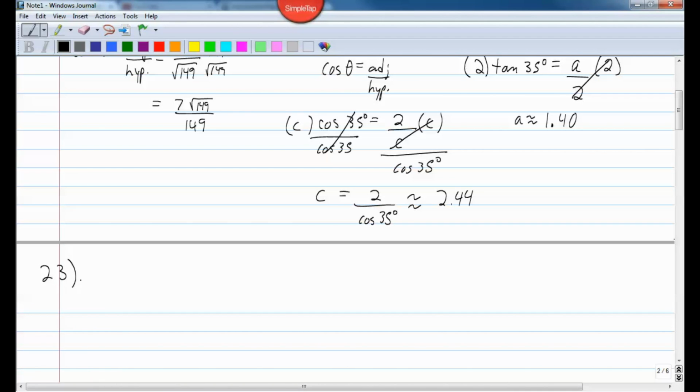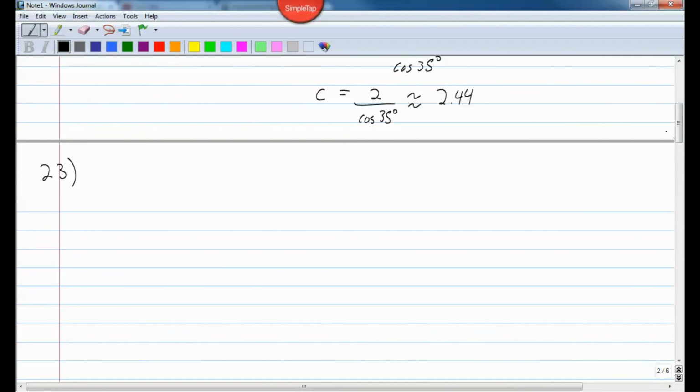Number 23 asks you to find the area of the triangle. Okay, now there's two different formulas that we went over for the area of a triangle. We said that if we have an angle measure and the two sides that make up the angle measure, then we have a formula for the area that's 1/2 times both sides, I guess you'd say ab, times the sine of the included angle measure.